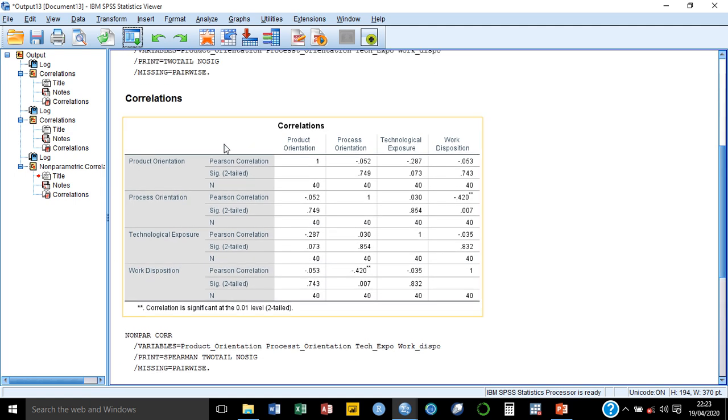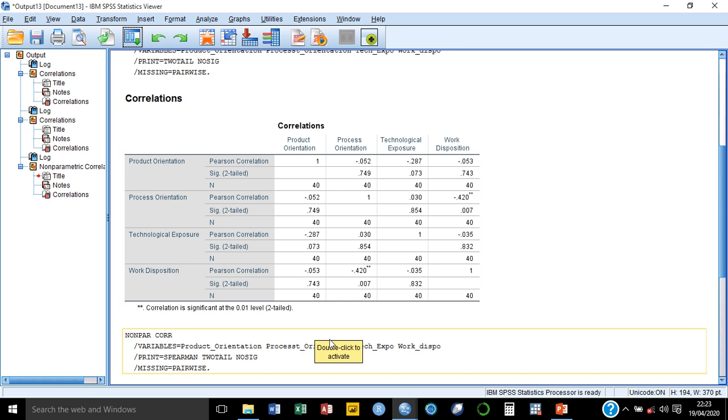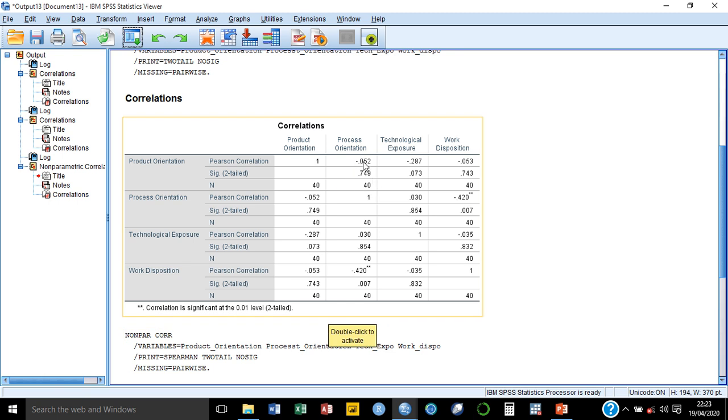Which one is this? This is Pearson. Between product and product it is always one. Product and process, we have a negative 0.05, which is very close to zero and not significant. So there is no relationship. Even if there is, it's a negative relationship between them, however it is not significant.